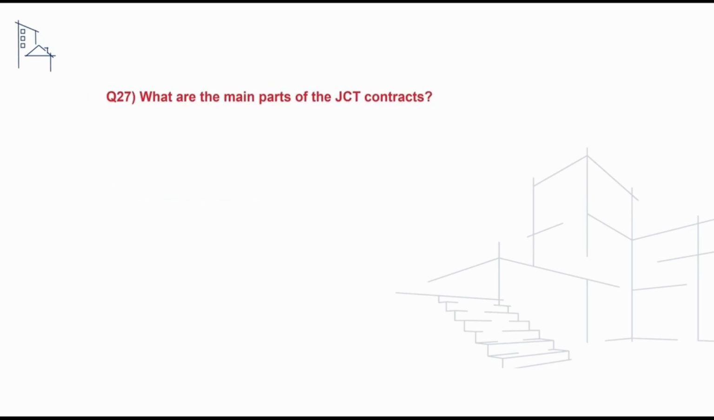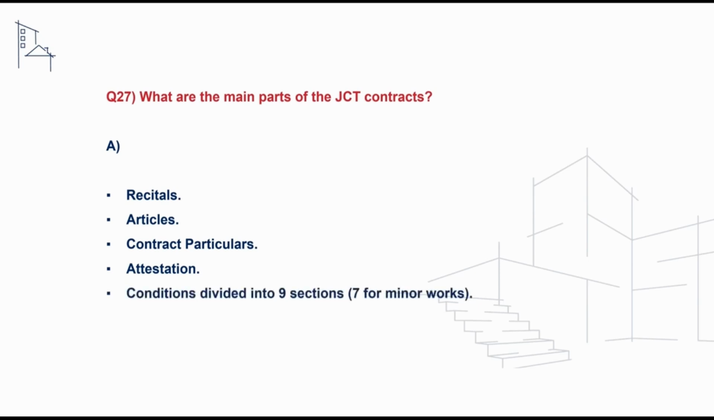We may receive a follow-on question asking our understanding of the main parts of JCT contracts, and to address this we can advise that these are the recitals, articles, contract particulars, attestation, and the conditions divided into 9 separate sections, and the schedules.